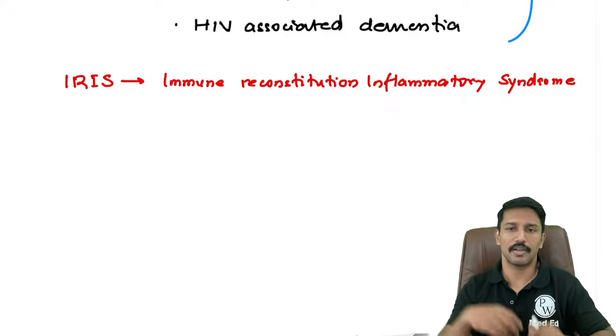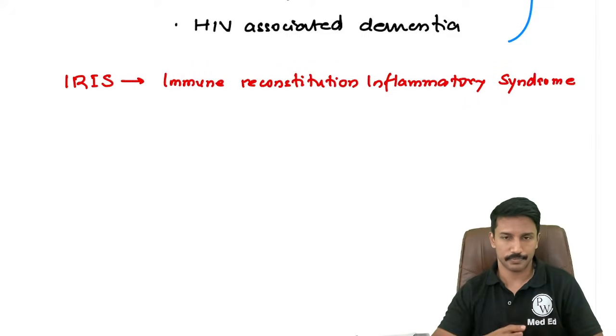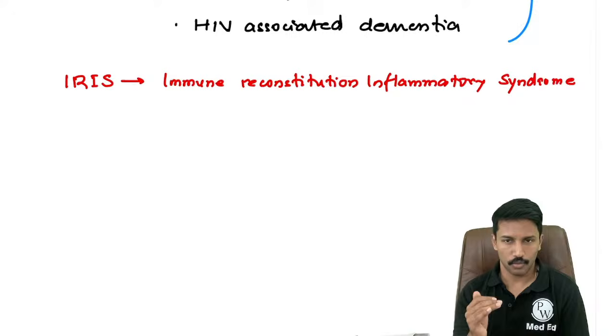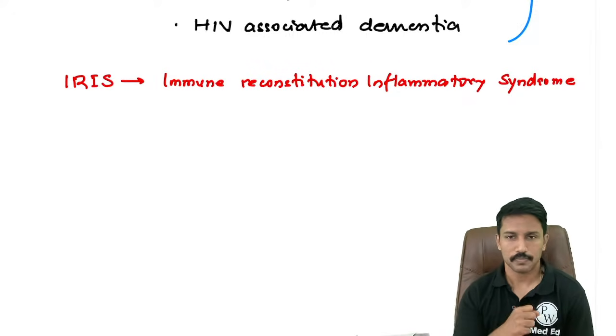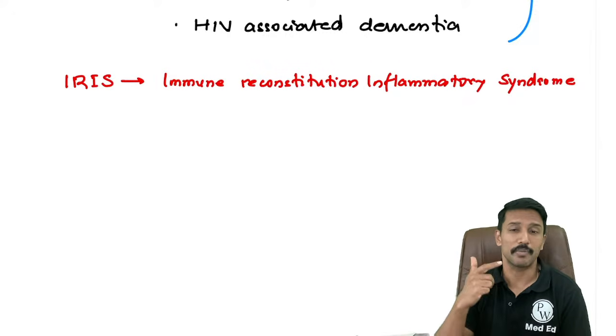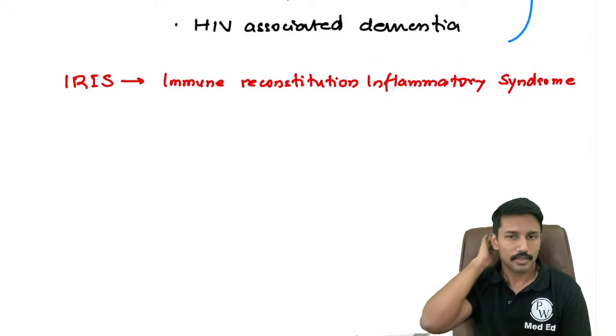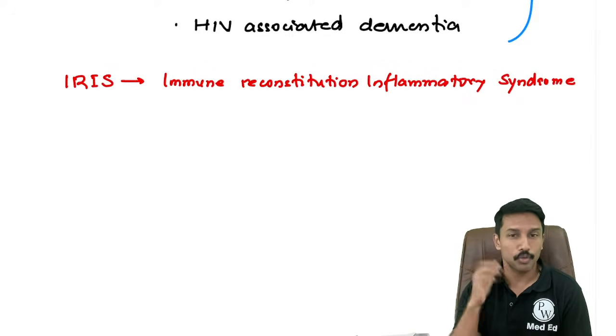Just to give you an example, let us say there is a patient with HIV, CD4 count very low, and he gets TB meningitis. He may not get headache, he may not get fever, he may not even get neck stiffness because there is insufficient immune response from the body.